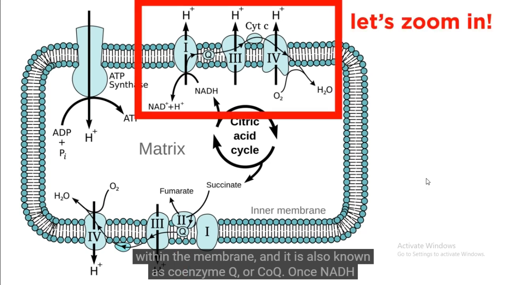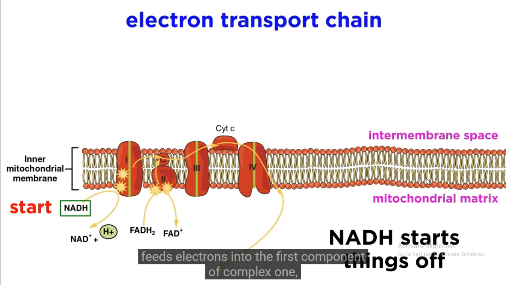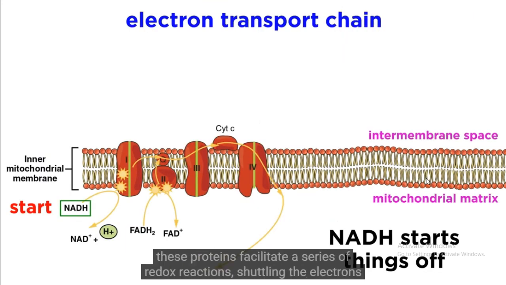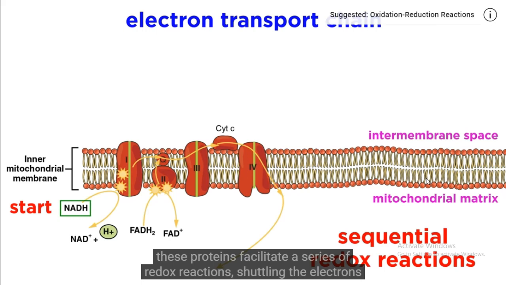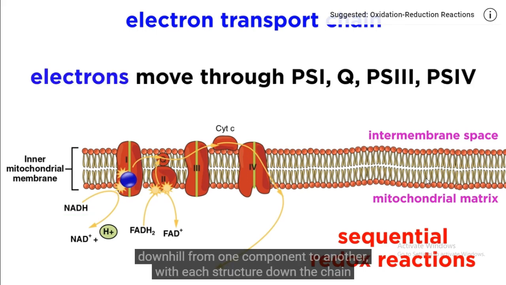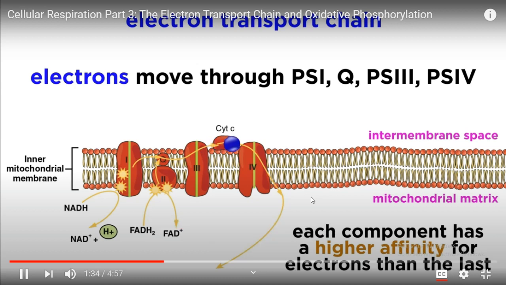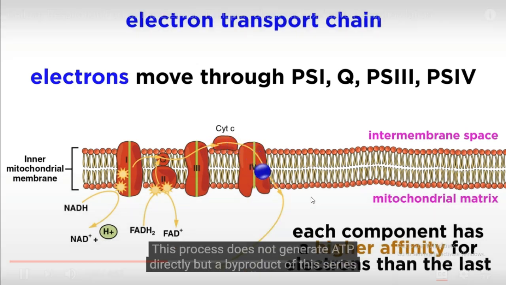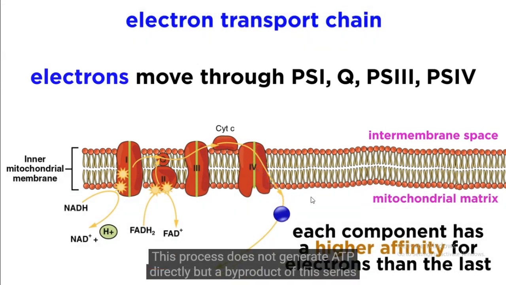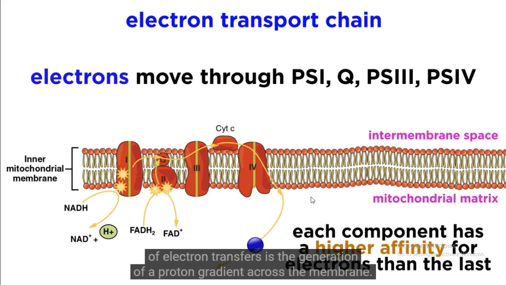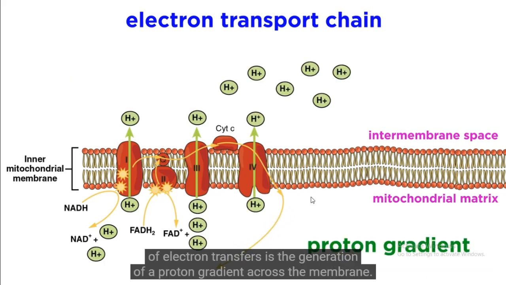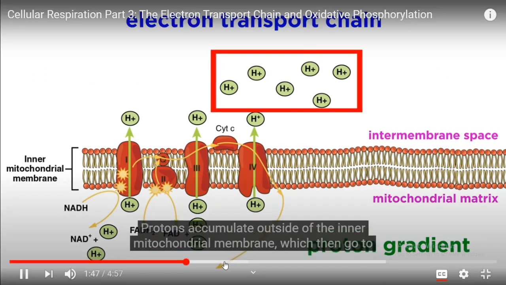Once NADH feeds electrons into the first component of complex 1, these proteins facilitate a series of redox reactions, shuttling the electrons downhill from one component to another, with each structure down the chain having a higher affinity for electrons than the last. This process does not generate ATP directly, but a byproduct of this series of electron transfers is the generation of a proton gradient across the membrane. Protons accumulate outside of the inner mitochondria.